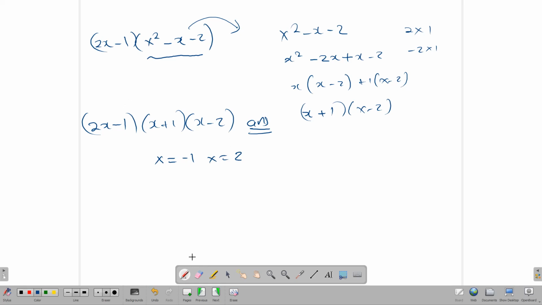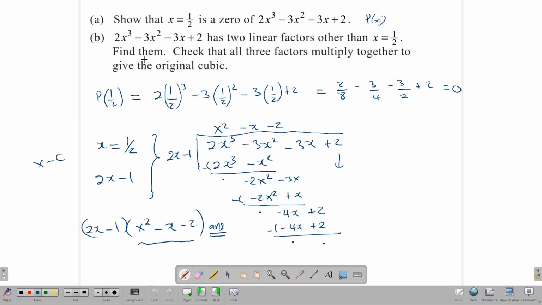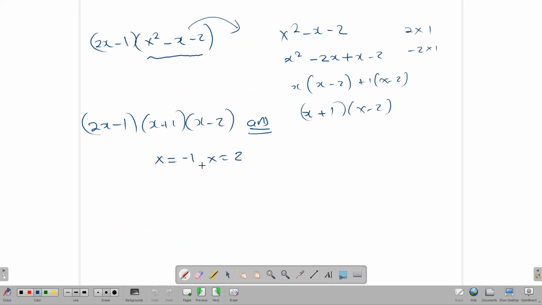The other part of the question said that we needed to find two other linear factors. We found them. Check that all three factors multiply to give the original cubic. I'm not going to waste your time doing that. But notice that if you multiply this times this, then you get that, and then multiply, and you get back the original cubic. So this is pretty much how we apply the factor theorem.